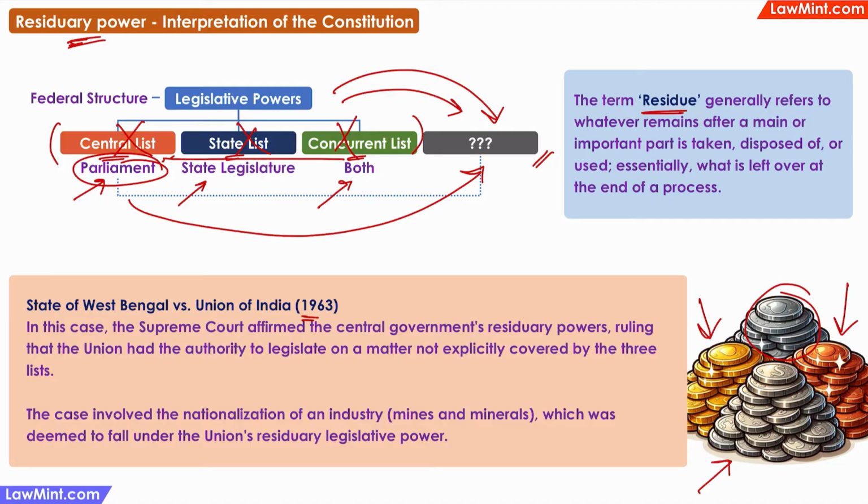In the 1963 State of West Bengal versus Union of India case, the court reconfirmed the concept of residuary powers by ruling that the Union, that is the Parliament, had the authority to legislate on a matter that is not explicitly covered by any of the three lists, which in this case was the subject of nationalization of industries, which is not specifically mentioned in any of the three lists. Therefore, it becomes a residuary subject, and the Parliament can legislate on the subject.